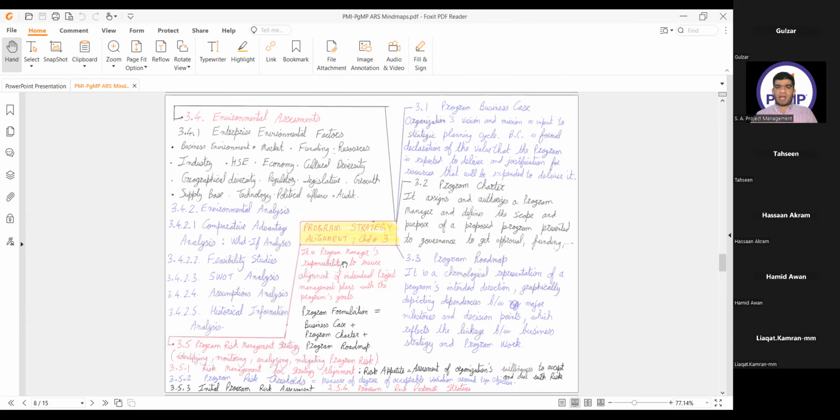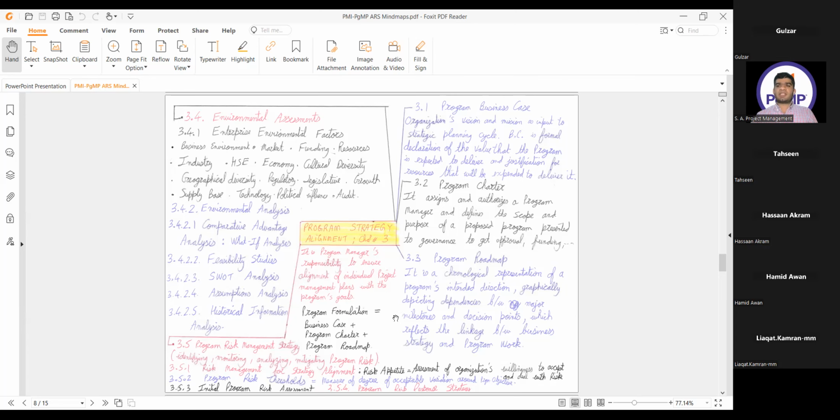And it is the program manager's responsibility to ensure alignment of individual project management plans with the program goals. So the responsibility lies with the program manager. And in the program formulation subphase, we have already discussed business case, roadmap, and charter.